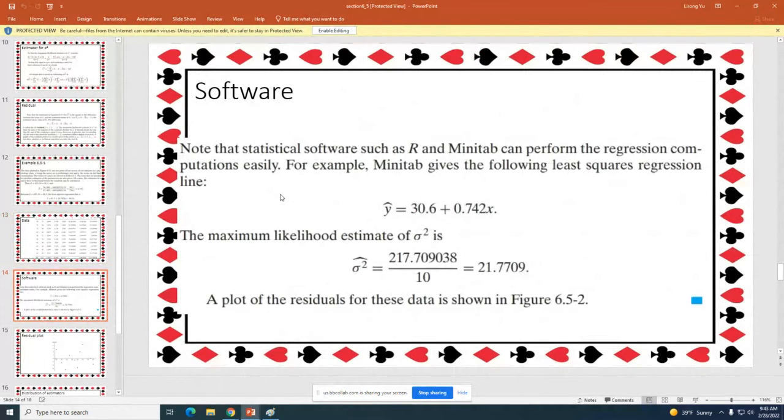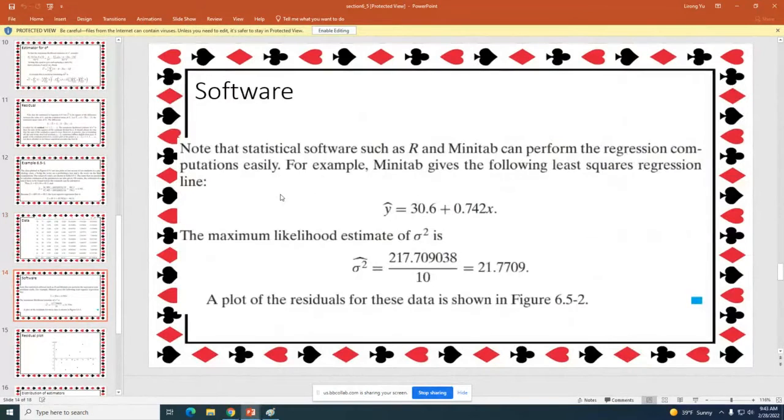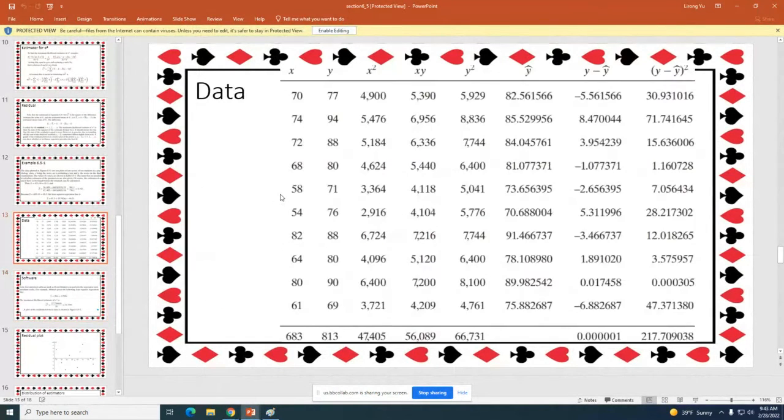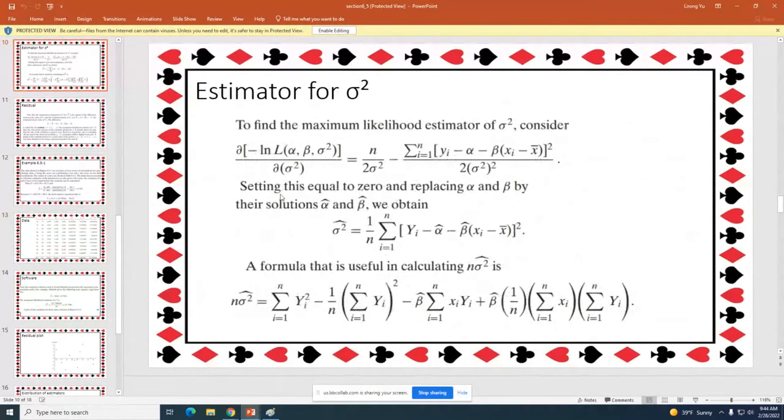I think we have n pairs: 1, 2, 3, 4, 5, 6, 7, 8, 9, 10. So that's the overall sum of squares. But the formula I have is a lot more complicated. It's 1 over n times the summation of y sub i minus the estimation for alpha minus the estimation for beta times x sub i minus x bar, squared. Was it also in the text? You mean this one? Yes, it's the same thing.